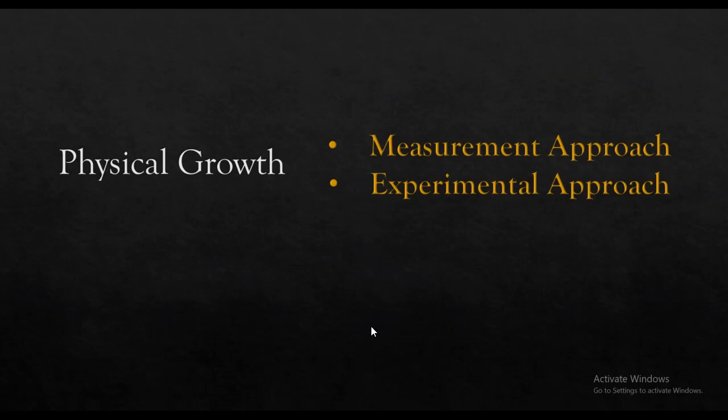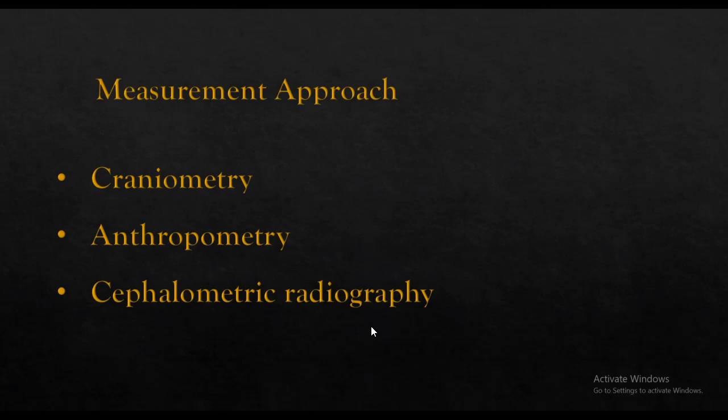Physical growth may be studied with measurement or experimental approaches. In the measurement approach, living animals, as well as humans, are subject to cross-sectional or repetitive sets of measurement. The experimental approach uses experiments in which growth is manipulated. Thus, this method is restricted to non-human samples only. The measurement approaches are craniometry, anthropometry, and cephalometric radiography.